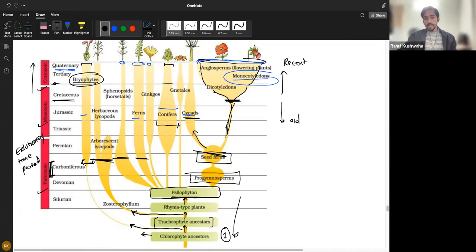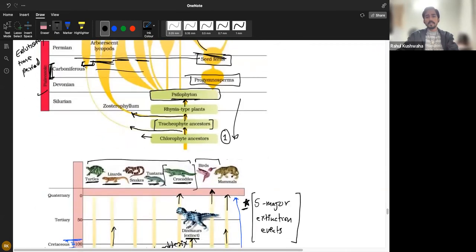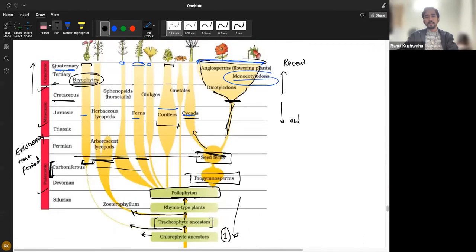And they also started rising in the Carboniferous period. You will see almost everything started rising during the Carboniferous period, right? That's it. Not much to know about in this. And is it clear, Arpit?